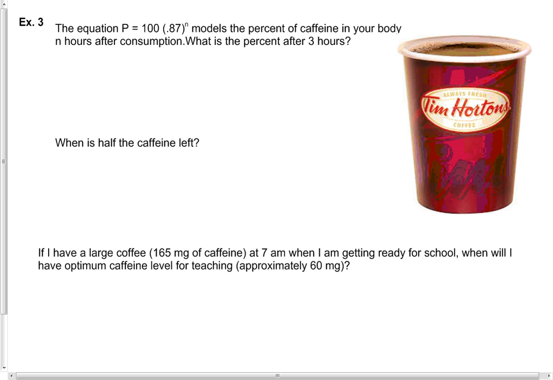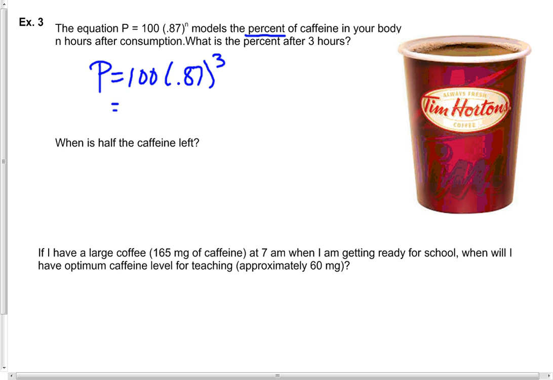The equation P equals 100 times 0.87^n models the percent of caffeine in your body n hours after consumption. What is the percent after 3 hours? So you keep 87% of the caffeine you drink in your body every hour, and you lose the remainder, 13%, every hour. We want to know what percent you're left with after 3. So we're just going to solve this one by substituting 3 in for n. That's easy. Just type that in our calculator.